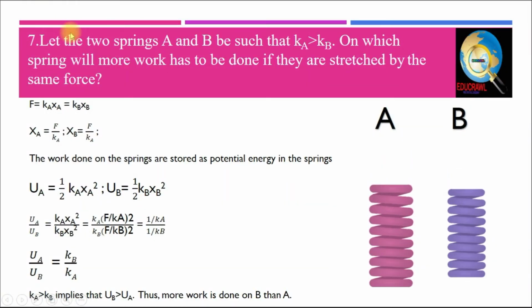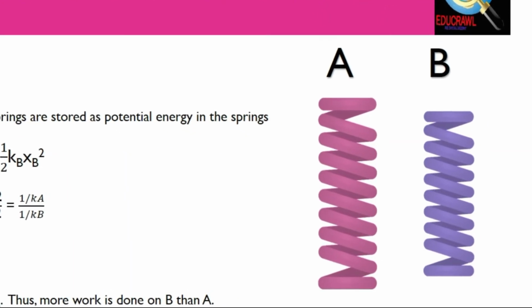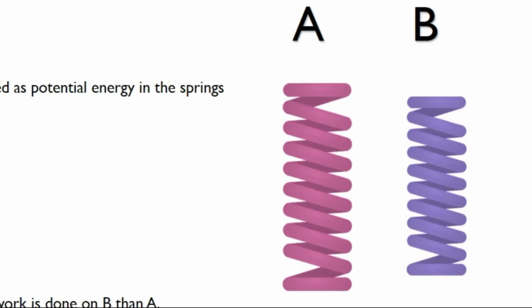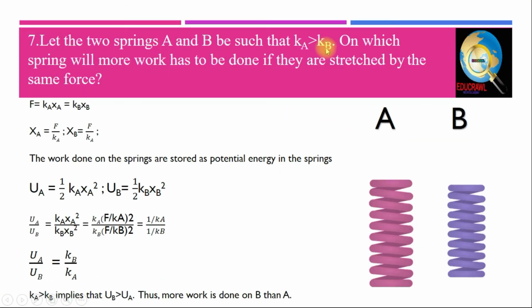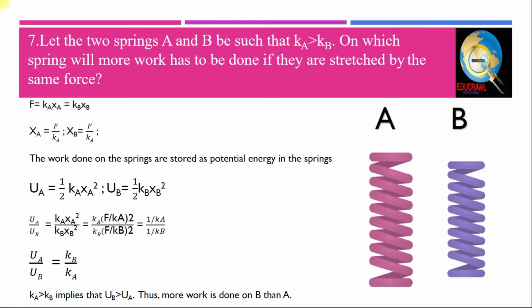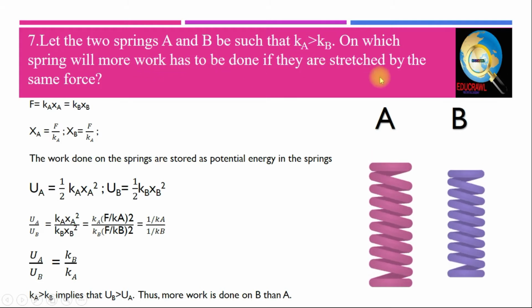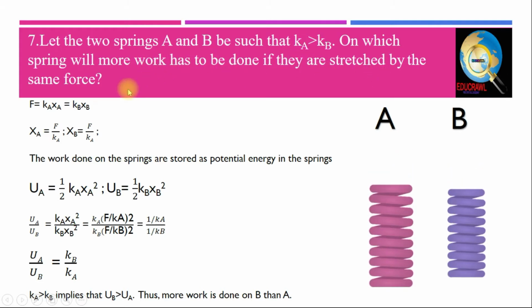The next problem, the 7th one. Let two springs A and B, which are given in the animation below, be such that Ka is greater than Kb. Ka and Kb are the spring constants of the two springs A and B. On which spring will more work have to be done if they are stretched by the same force?